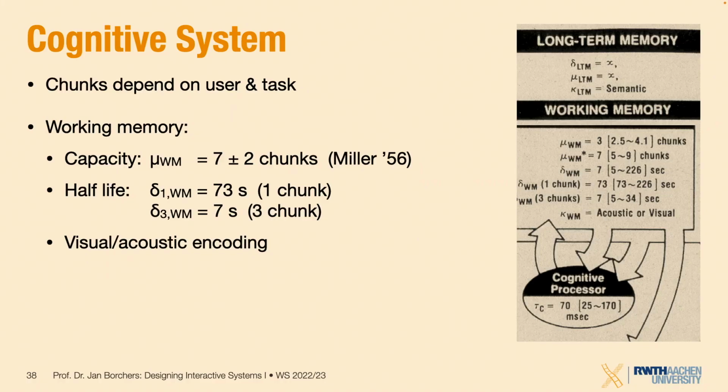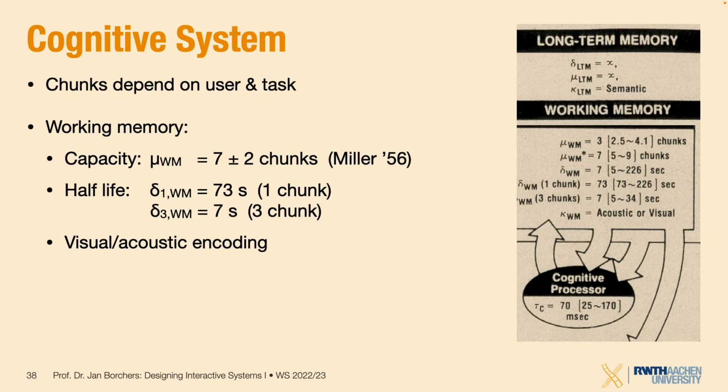Our working memory, if you remember that, there is a very famous paper from Miller from 1956. It's almost like 80 years old or so, 70 maybe. That's a paper that tells us that the capacity of our working memory is roughly 7 plus or minus 2 chunks. And the half-life, as I said, maybe around 73 seconds for one chunk in this experiment, 7 seconds for 3 chunks.